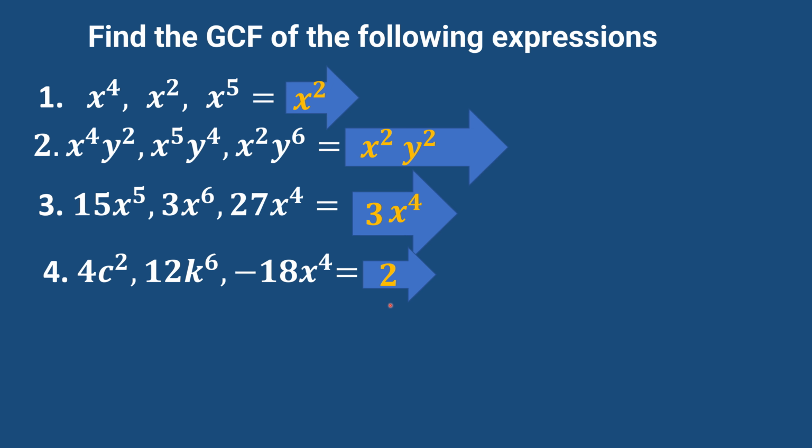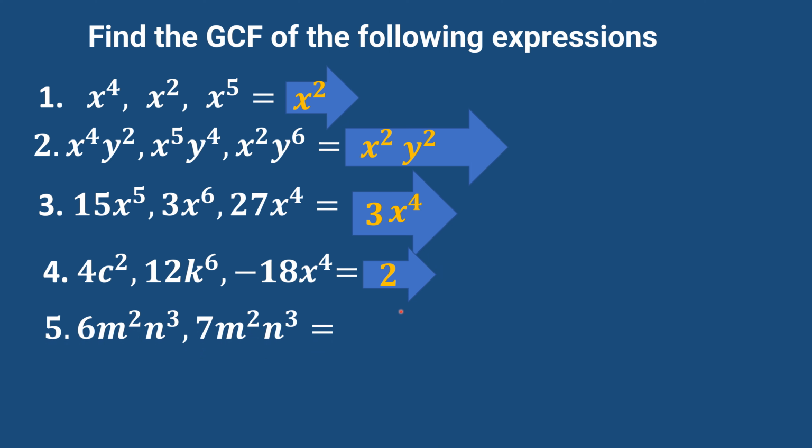Okay, but what about the variable? You try, we have c squared, we have k to the 6, and we have x to the power of 4. So the literal factors or the variables don't have any common. So therefore, our GCF is only the constant 2. Let's proceed to number 5.